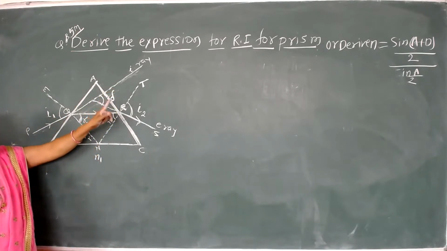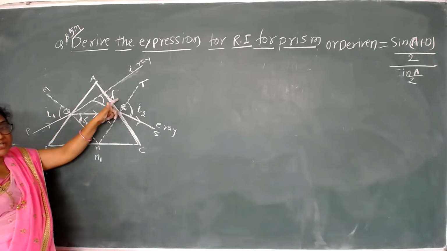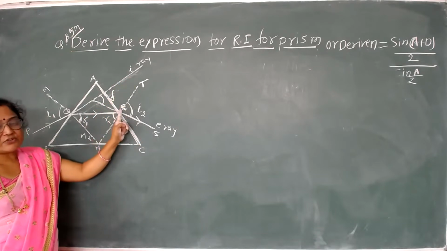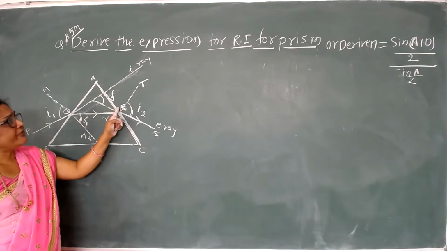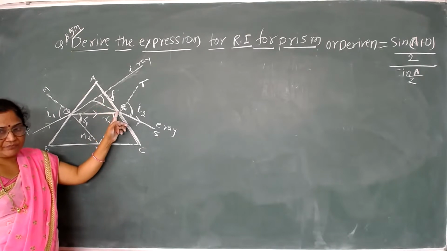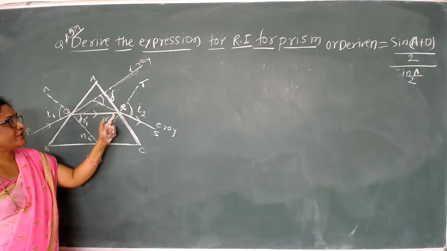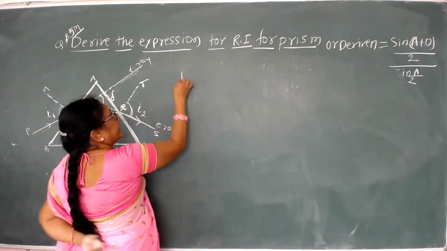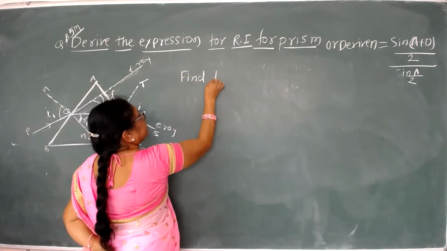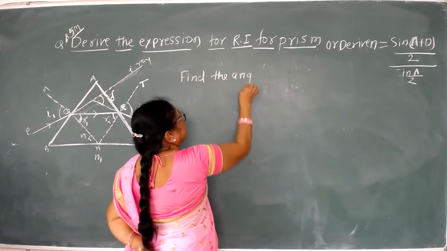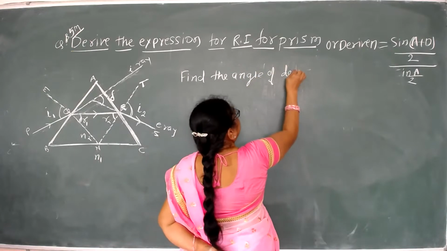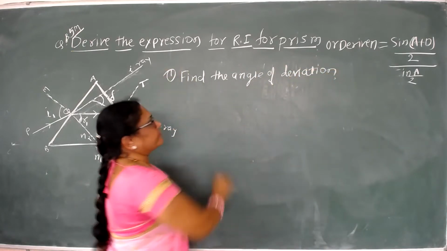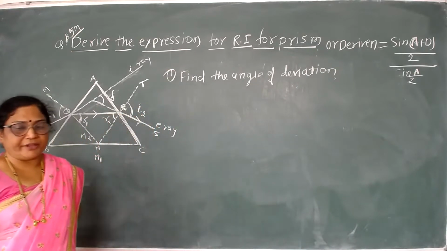So we know that the angle of deviation is the angle which is found between the incident ray and the emergent ray. Let's find the angle of deviation. So here, how to find the angle of deviation? First find the angle of deviation. This is the first part of this derivation.